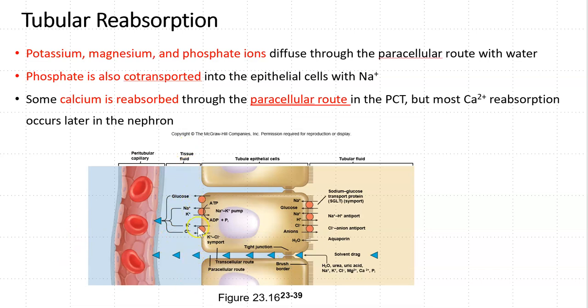Paracellular transport, or the paracellular route, is basically the type of transport wherein ions pass through the tissue fluid rather than passing from cell to cell. They pass through the tissue fluid and they get reabsorbed back into the capillary.